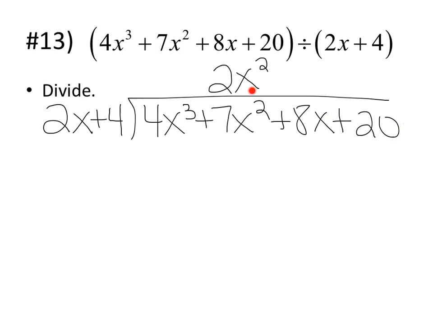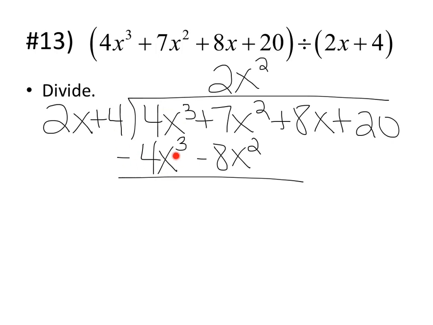All right, then we do 2x squared times 2x is 4x cubed. 2x squared times 4 is 8x squared. Change your signs. These cancel to 0. 7x squared minus 8x squared is negative x squared. Bring down your plus 8x. Do the whole process again.